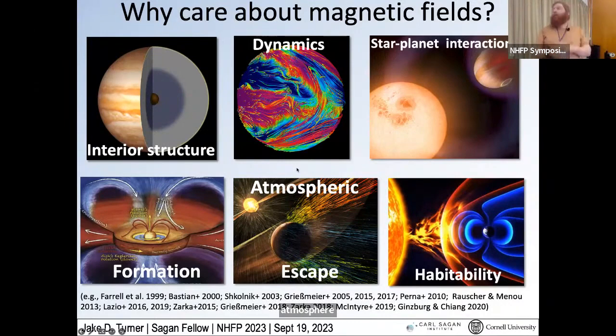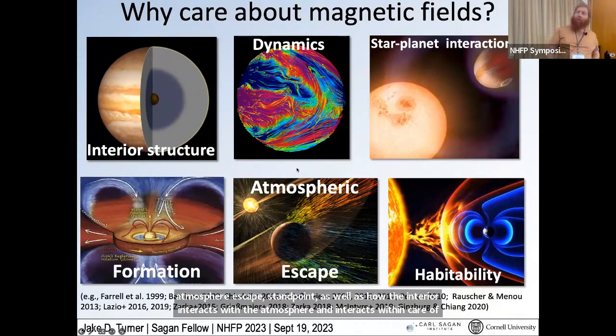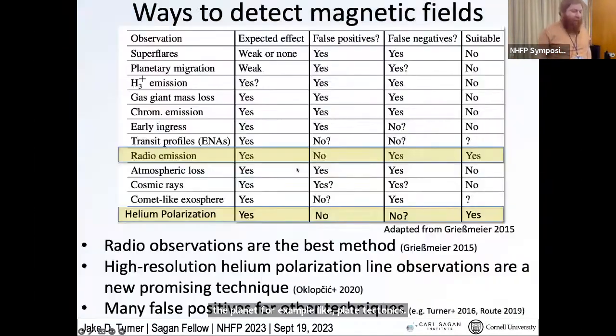For example, plate tectonics could help with habitability. So there are many reasons we should care. So how do we actually detect them?